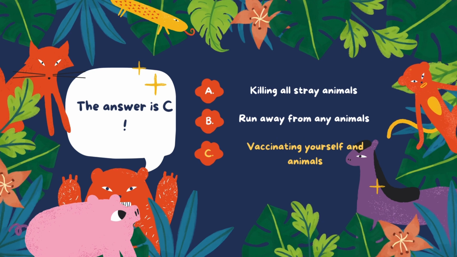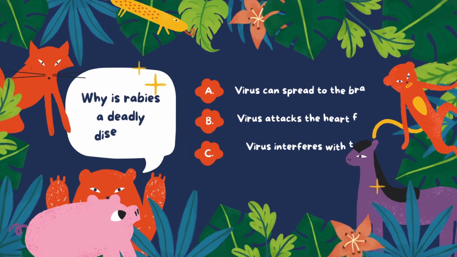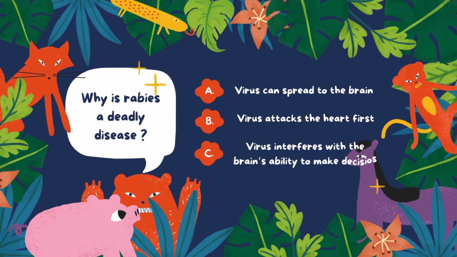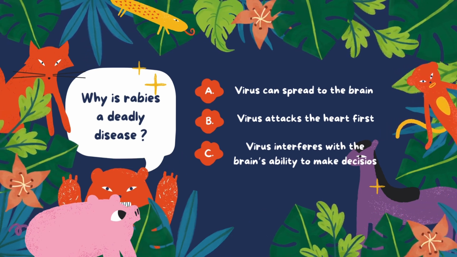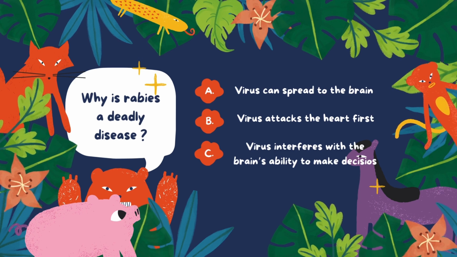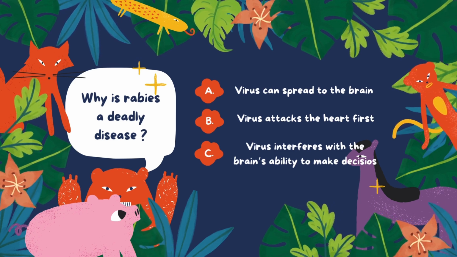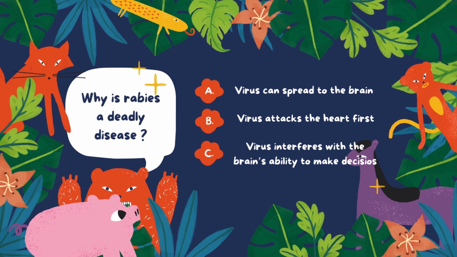Let's put your understanding about rabies to the test with this last question. Would be: why is rabies a deadly virus? A. Because the virus can spread to the brain. B. Because the virus will attack the heart first and make it stop. And C. Because the virus interferes with the brain's ability to make decisions.